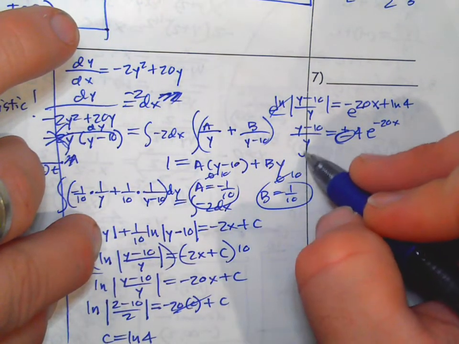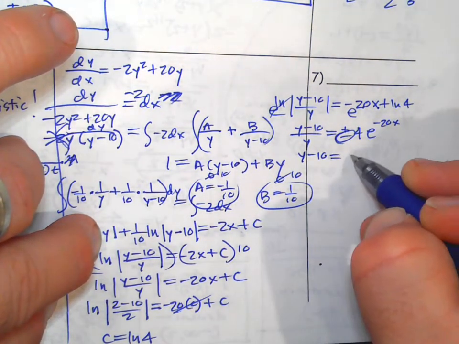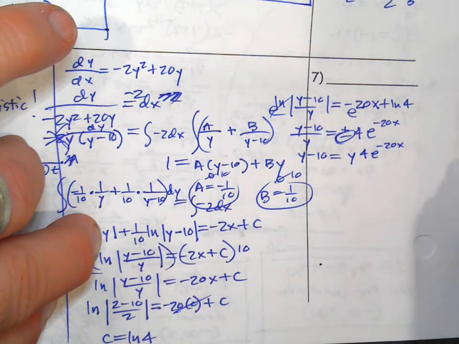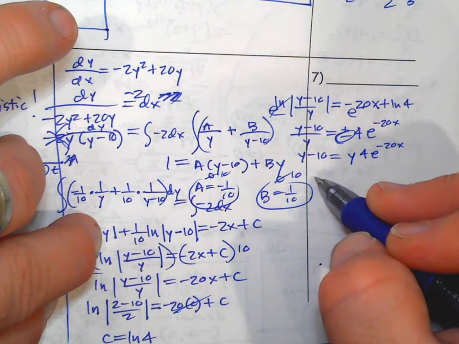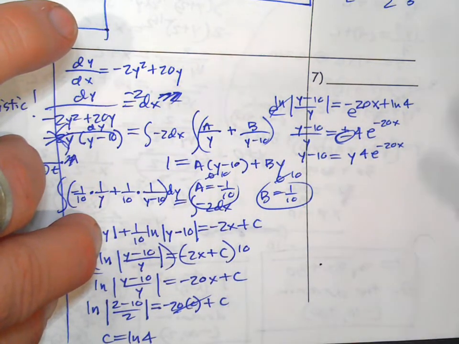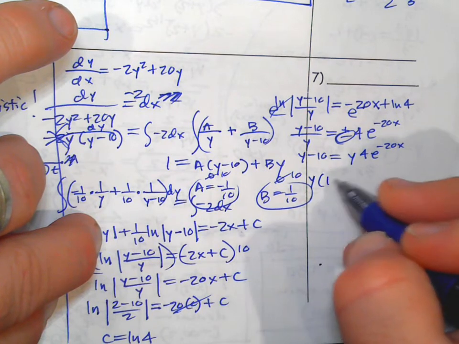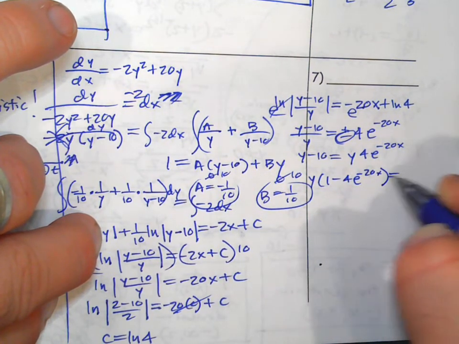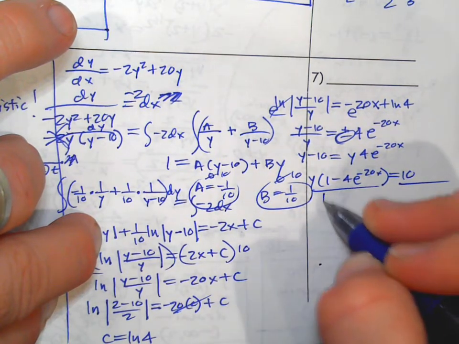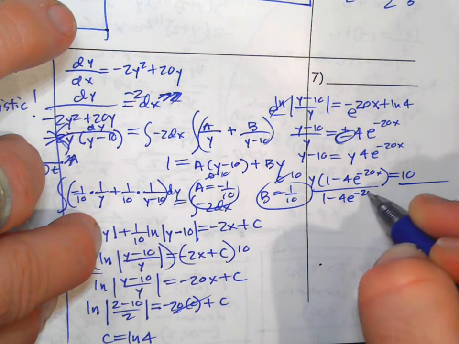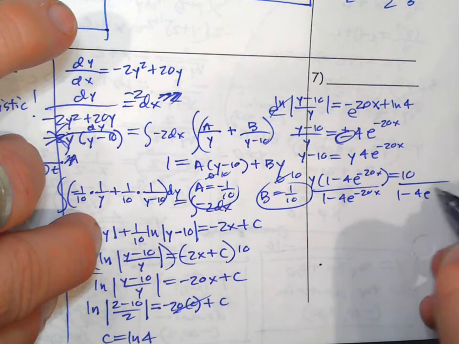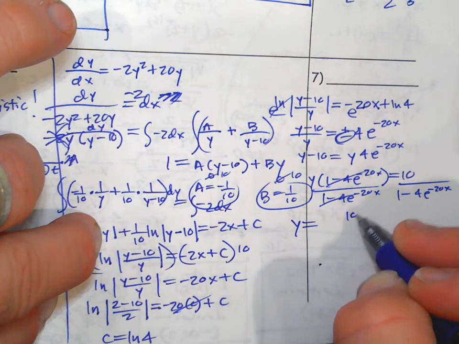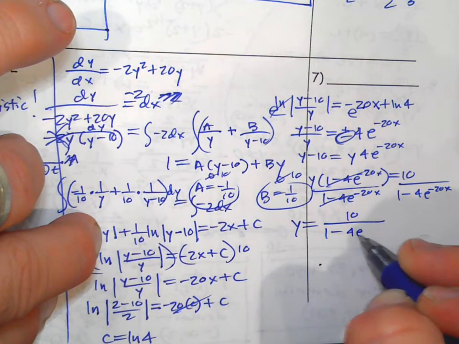So now we're going to multiply y to the other side. Bring the y back, or bring this y over there, either way. And divide both sides by that. So y equals 10 over 1 minus 4 e to the negative 20x.